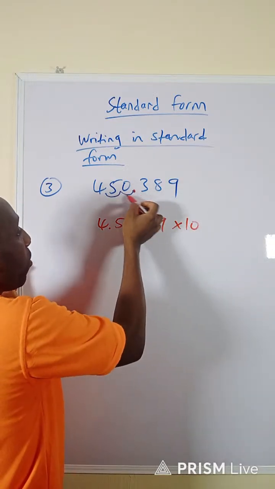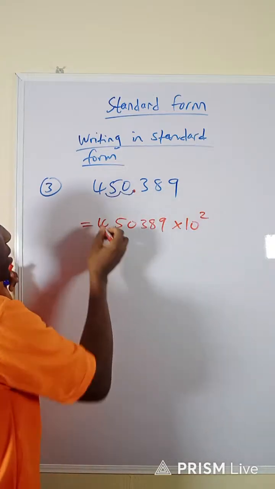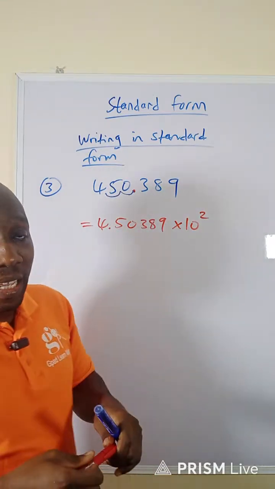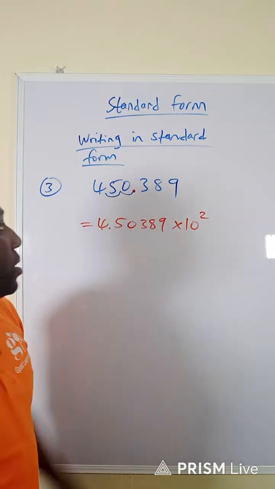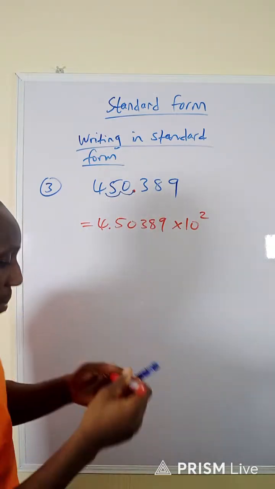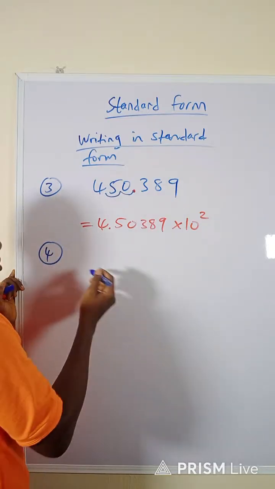How many times did we move from here? 1, 2. So raised to the power what? 2. Are you seeing that? So I have written this number in standard form. This is in ordinary form, and this is in standard form. Let me give you another example. Everybody try this out and drop it in the comment section.